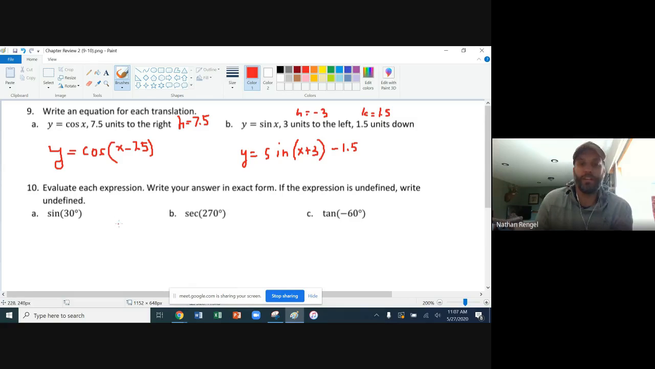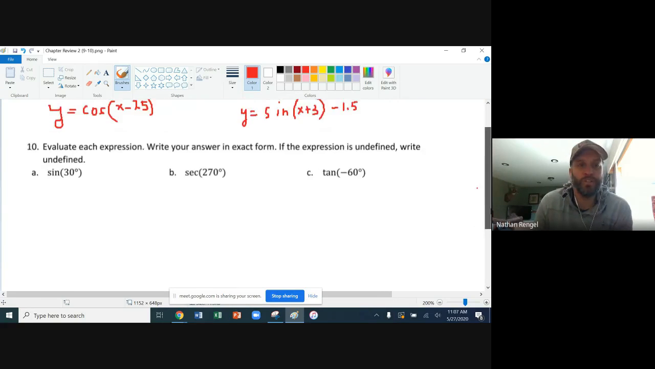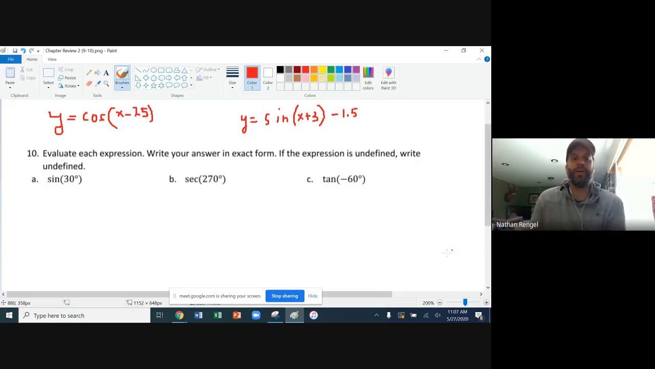And lastly, on to number 10. Number 10, you're going to need your unit circle. And when we're taking our quiz tomorrow, you're going to want your unit circle handy to find these sine and cosine, and then secants and cosecants. So evaluate each expression, write your answer in exact form. If the expression is undefined, write undefined.